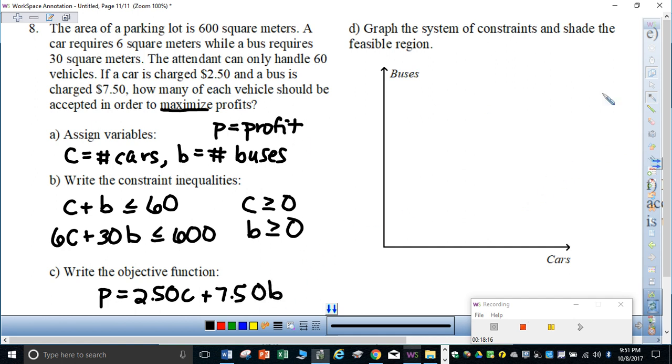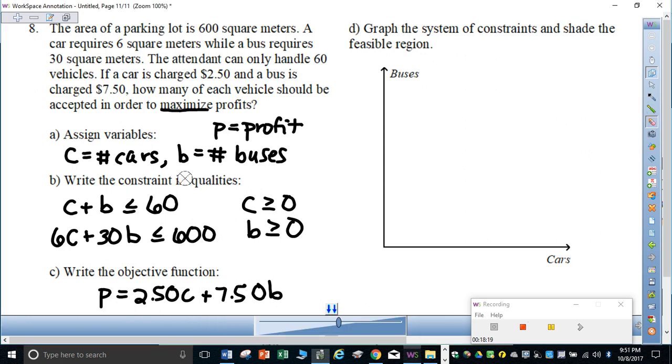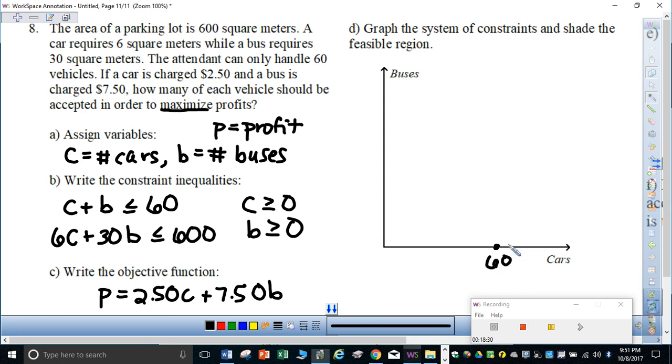All right, let's think about our graphs. So if you go to our first inequality, let's find the intercepts. The C-intercept is 60. The B-intercept is also 60. If we think about shading, plug in the test point of 0, 0. Is 0 less than or equal to 60? That's true, so we're going to shade towards 0, 0.